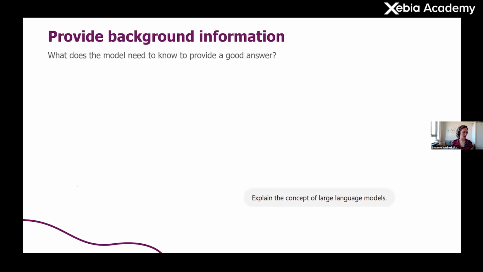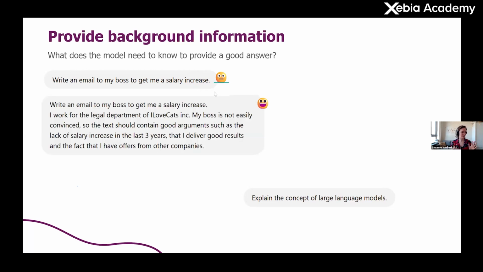So, weird PowerPoint thing. The second thing that you also already noticed during the chat discussion was providing some background information, providing a bit of context. What does our model need to know to give a relevant answer? Like writing an email to my boss, give me a salary increase, versus, write an email to my boss to get me a salary increase.